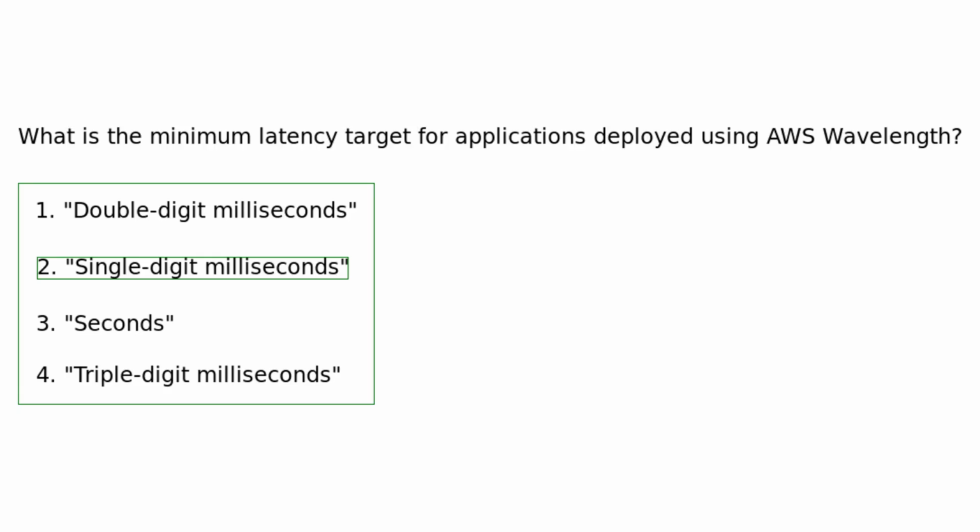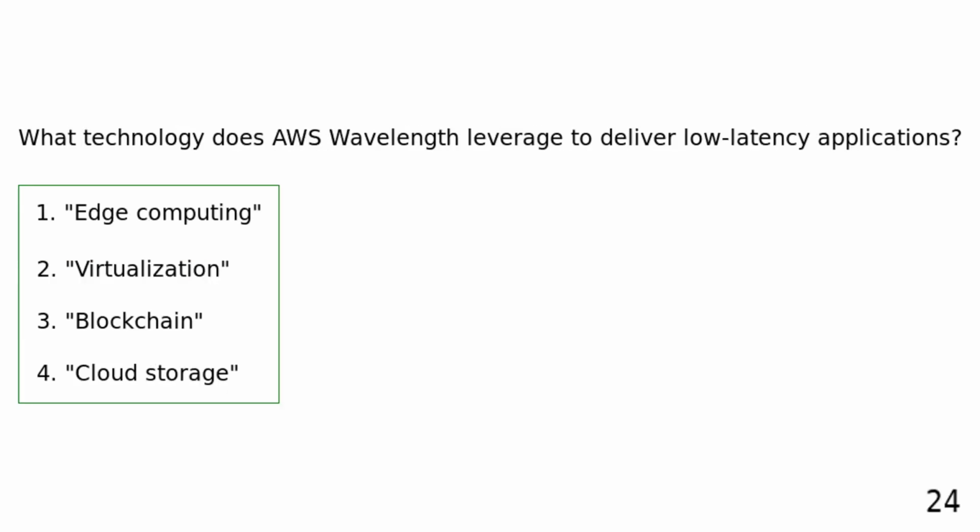5G network. What technology does AWS Wavelength leverage to deliver low-latency applications? Edge computing, virtualization, blockchain, cloud storage. AWS Wavelength leverages edge computing to deliver low-latency applications by placing compute resources closer to end users.